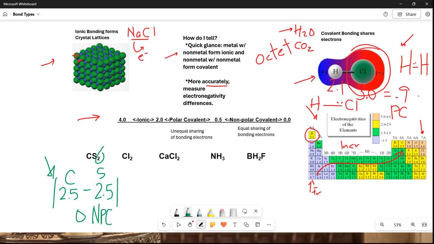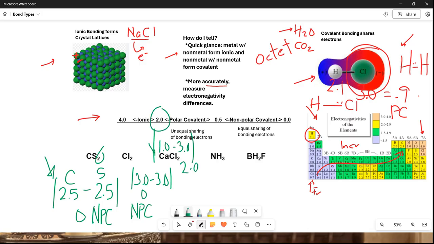Chlorine. Chlorine is bonded to itself. Chlorine has a value of 3.0, and so I'm going to subtract it from itself because they have the same value. The difference is 0, and that's going to be a nonpolar covalent bond. Now this one, just eyeballing this one, I have a metal with a nonmetal. This most likely and should be forming an ionic bond. Well, calcium has a value of 1.0, and chlorine has 3.0. So the difference here is going to be 2.0.